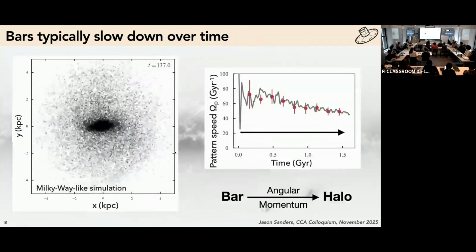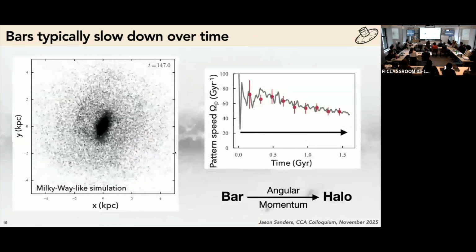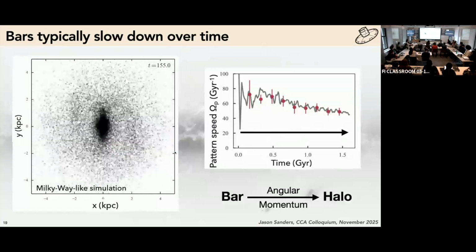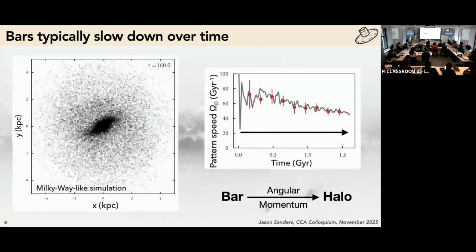And in this simulation, which is just pure N-body, it's due to the fact that the bar is interacting with the dark matter halo, and you get this angular momentum transfer between them. Potentially gas complicates this picture, and you can even think about ways that maybe the bar could spin back up. But on the whole, simulated bars seem to slow down over time.